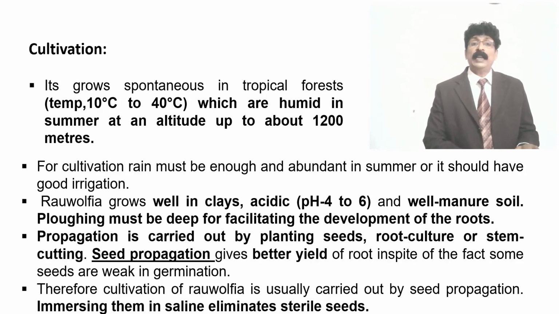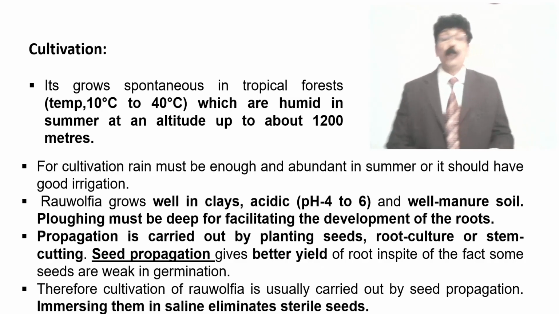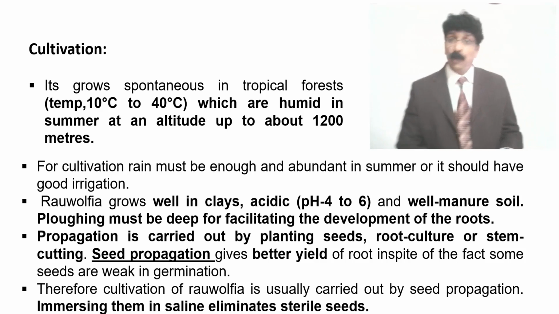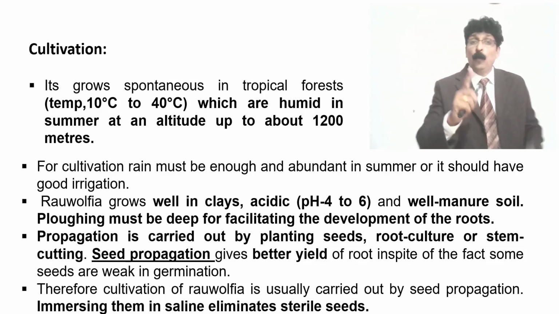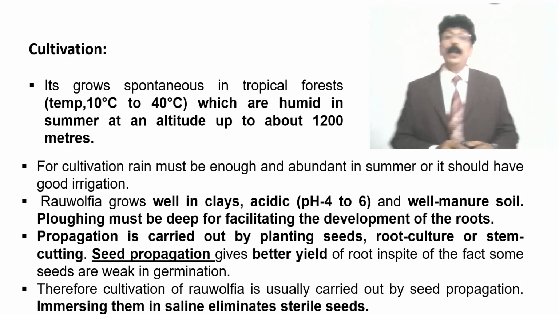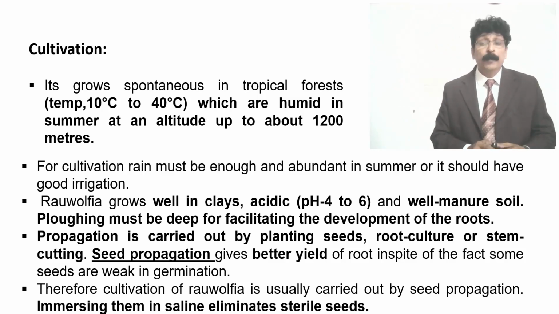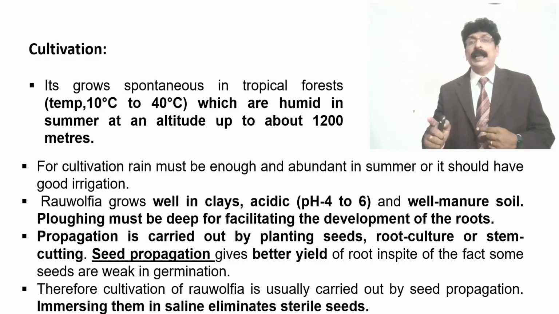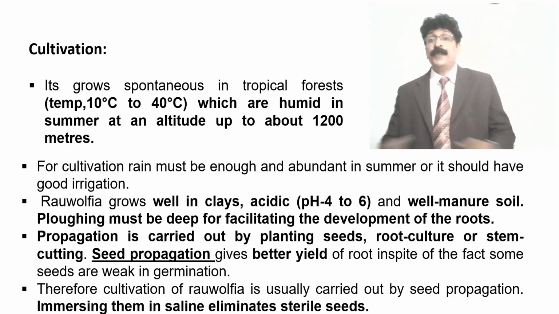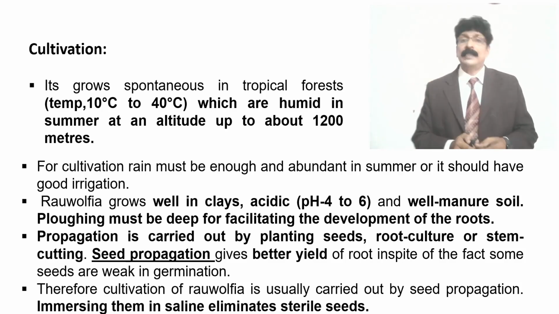For cultivation, rain must be enough and abundant in summer, or it should have good irrigation. Rauwolfia grows well in clay, acidic pH 4 to 6 and well manured soil. Ploughing must be deep, to facilitate the development of the roots, if it is very soft soil, if you plough deep. Propagation is carried out by planting seeds.